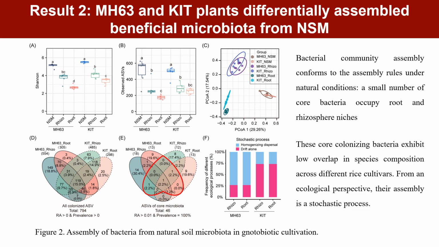A small number of core bacteria occupy root and rhizosphere niches, and these colonizing bacteria exhibit low species overlap across different rice cultivars. From a logical perspective, their assembly is a stochastic process, which is not entirely consistent between MH63 and KIT. The dispersal process predominates in MH63, while the drift process is predominant in KIT.